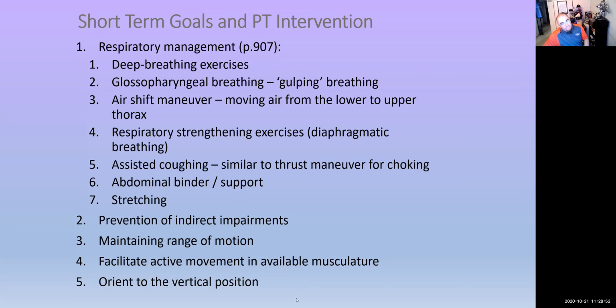And then eventually we have to start orienting them to the vertical. That means getting them up and out of bed. And again, just like every other patient, the sooner we can get them up and out of bed, the better the overall outcome is going to be for the patient. So pay attention to that.